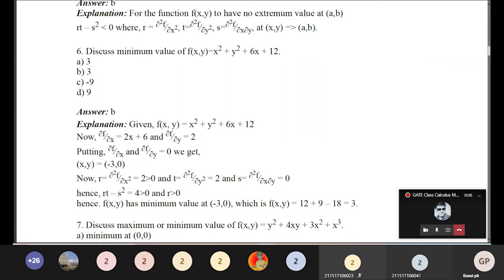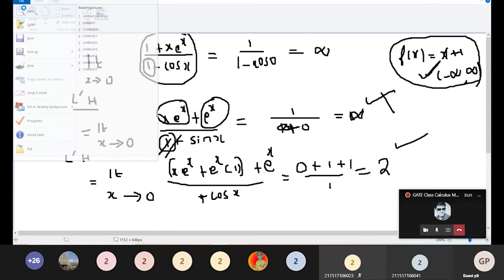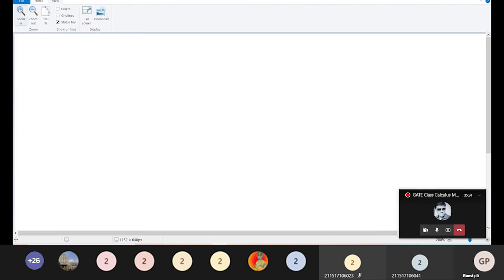If dou f by dou x is equal to 0, we get x value minus 3, y value 0. And r is positive, t is positive, s equal to 0. So rt minus s square equal to 4, that is positive, and r is positive. Therefore, this is the condition. Anyway, here we will do the problem step by step. What you are given here, f of x comma y, we take it as f equal to x square plus y square plus 6x, I think.